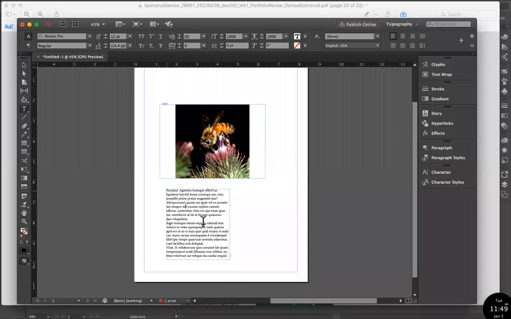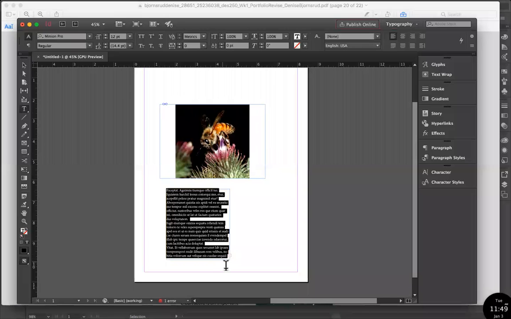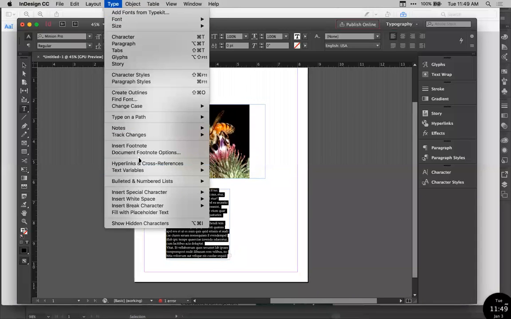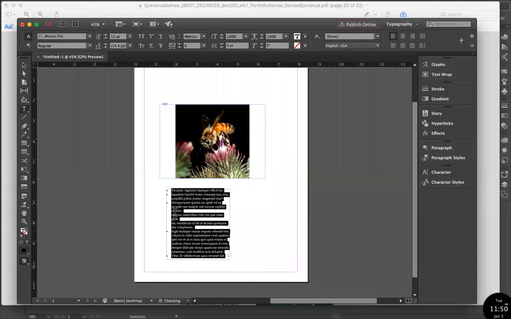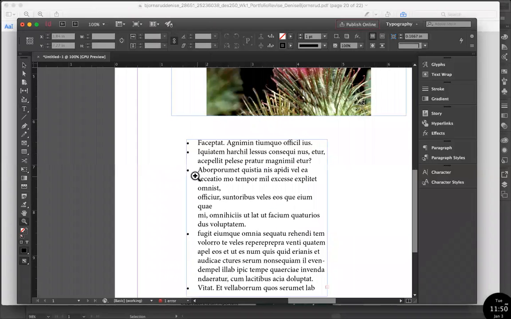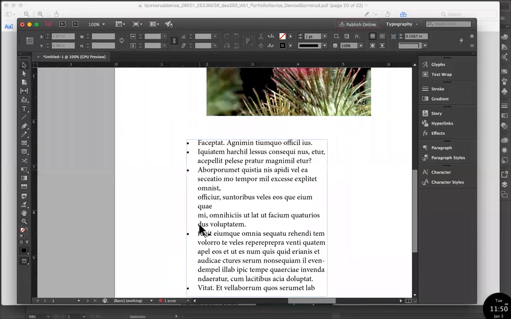So if I'm here in InDesign, and I'm going to turn this into a bulleted list, I go to Type, and I go to Bulleted and Numbered Lists, Apply Bullets. Okay, so now you can see that everywhere where a bullet is, the alignment is between the text. The bullets stick out to the left a bit, and the text doesn't fall underneath the bullets. It keeps a nice clean left alignment in the text itself.